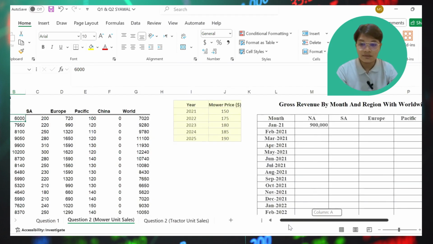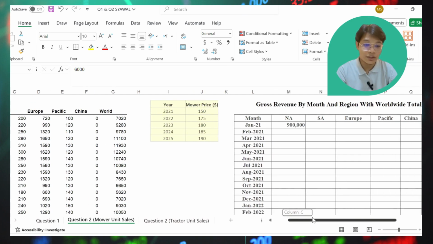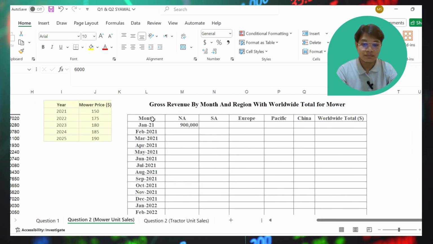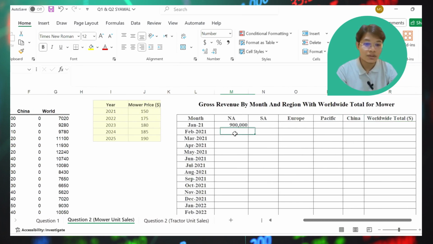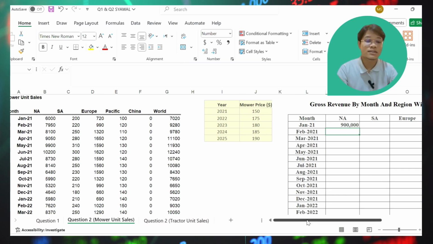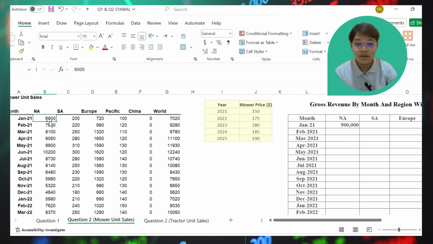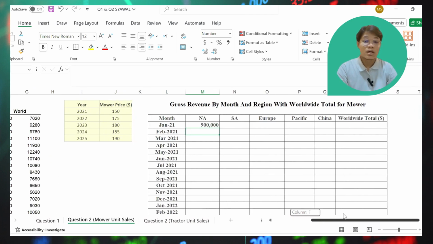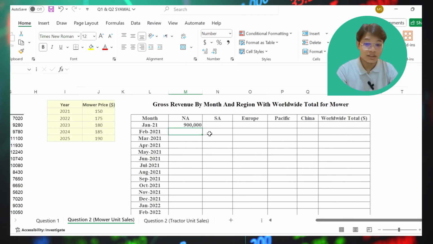First, next to the data given for unit sales, we need to create a new table consisting of month, region, and worldwide total. So here, inside the table, the data contained is gross revenue. Actually, to answer this question is so simple. We just need to multiply the unit sales by the mower price for each year. But if we do it manually, it's going to be a hassle because we need to type it manually for each table. So to make things easier for us, we can use the XLOOKUP function in Excel.